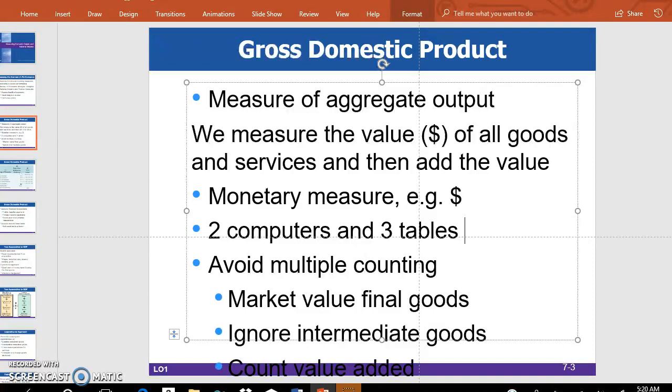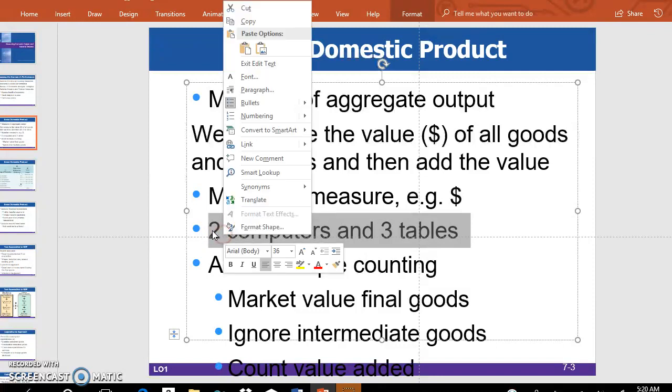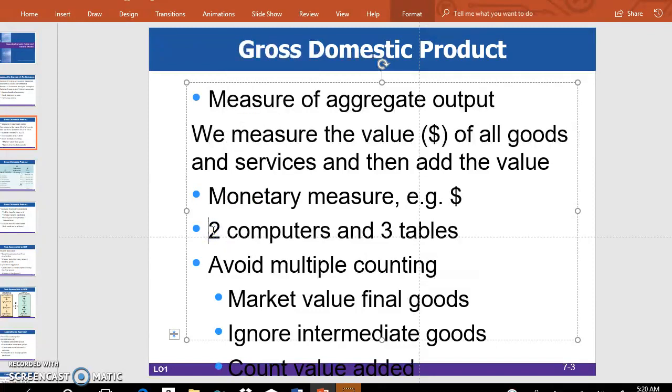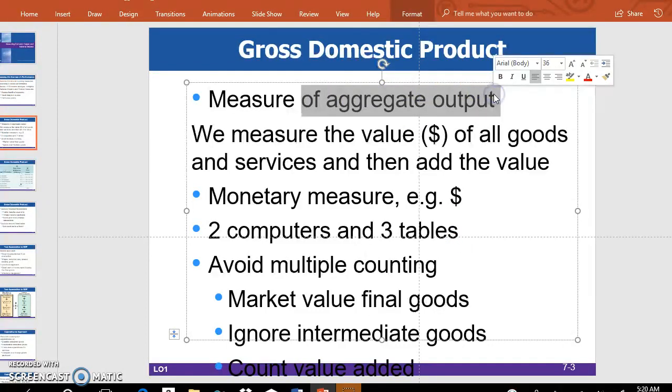But to get this aggregate value, we can find out the value of these two computers in dollars, right? How many dollars is the value of these two computers? How many dollars is the value of these three tables? Then add the values, and that is how we get aggregate output. Every economy will produce thousands of different goods and services, so the first thing we have to do is measure all of those in dollars and then add the dollar value, and that is how we get the aggregate output of the economy.